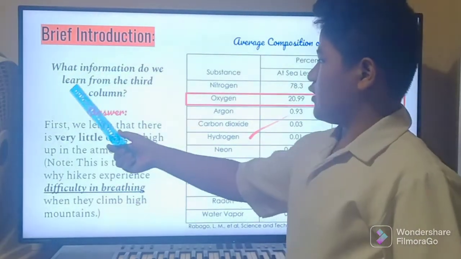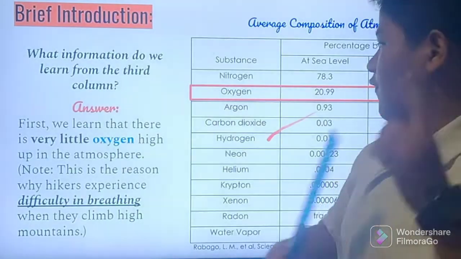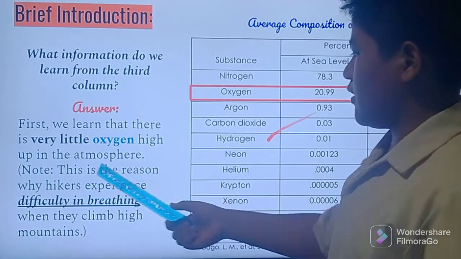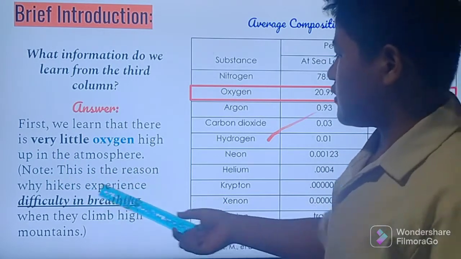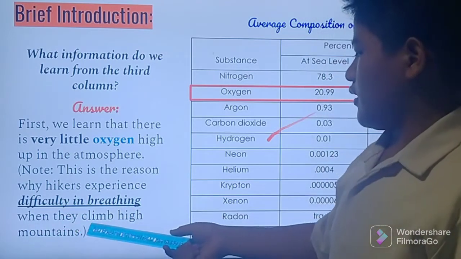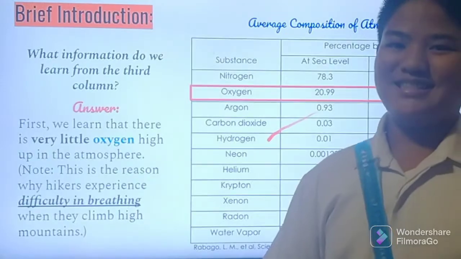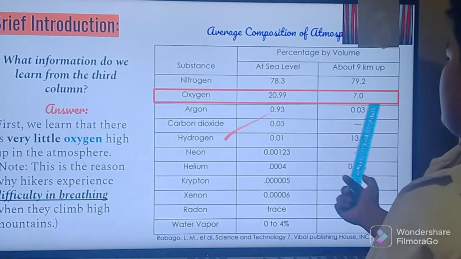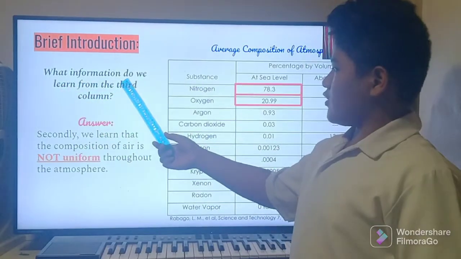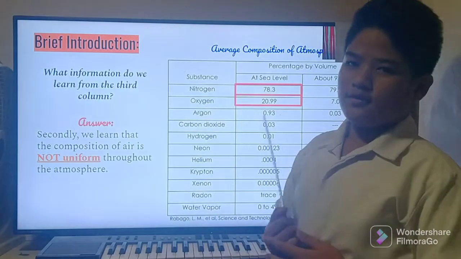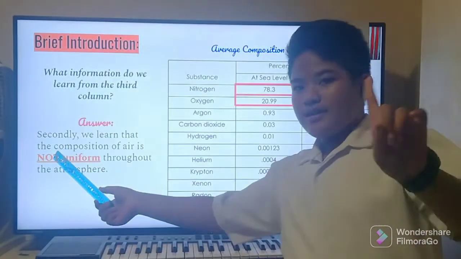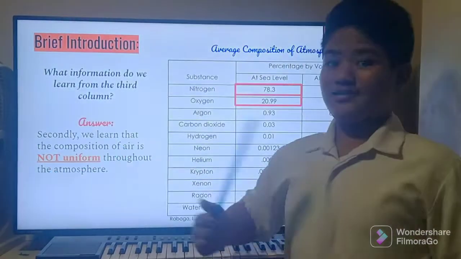What information do we learn from the third column? Answer: first, we learn that there is very little oxygen high up in the atmosphere. Note, this is the reason why hikers experience difficulty in breathing when they climb high mountains. What else do we learn from the third column? The answer is, secondly, we learn that the composition of air is not uniform throughout the atmosphere.